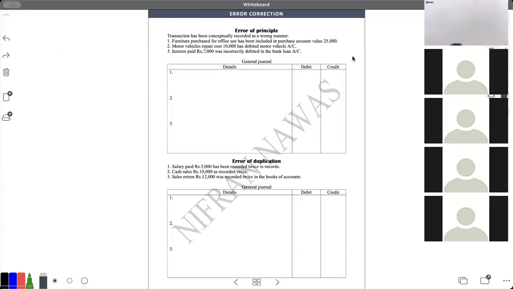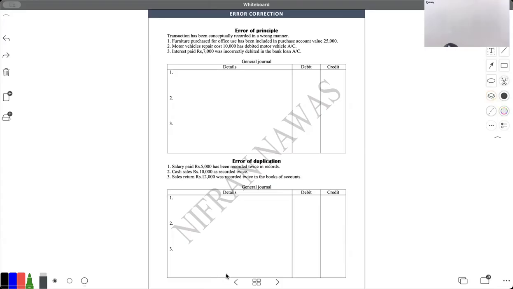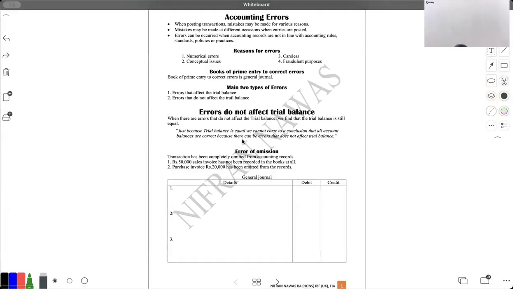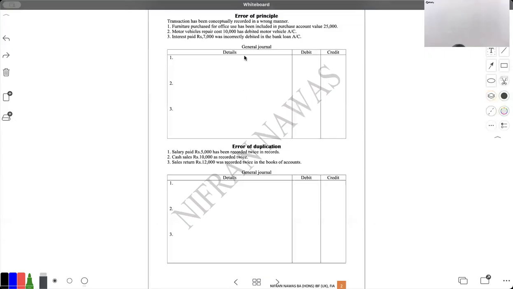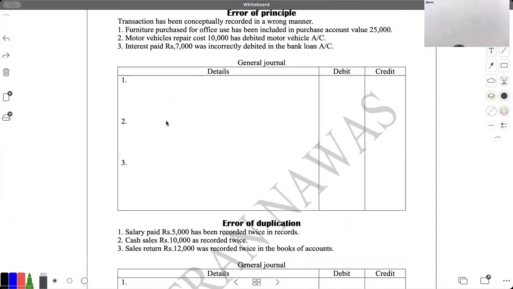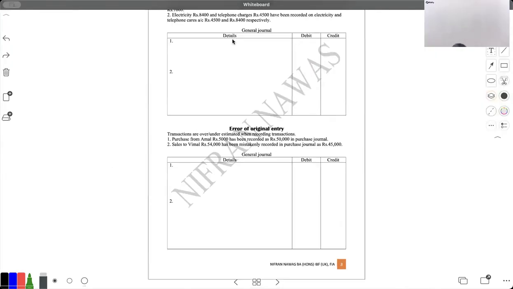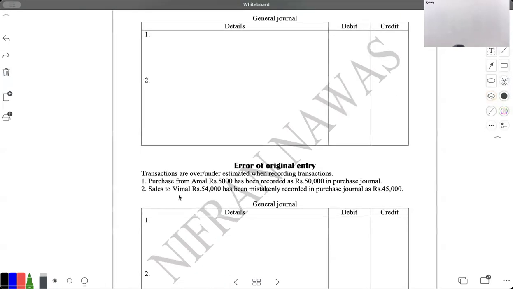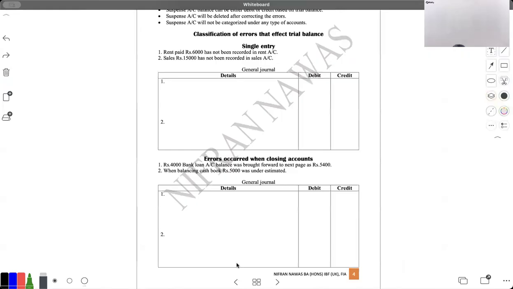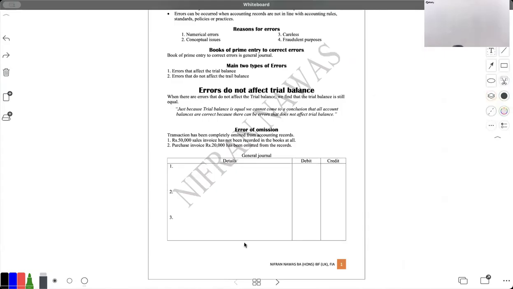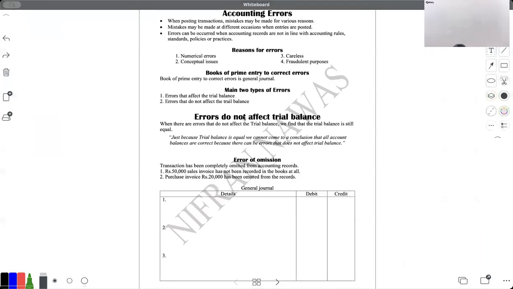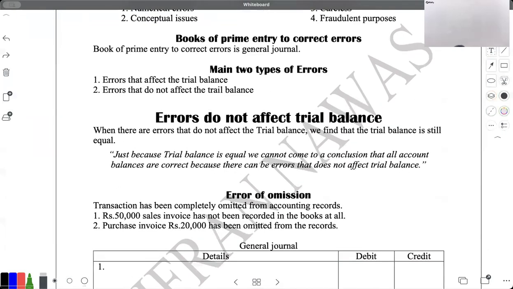Right. So, guys, last week, let me share the screen with you. Last week, we started errors, and we completed the errors that do not affect the trial balance. We completed the errors of omission. We looked at all three examples, and then we completed the error of principle. We completed all the adjustments given there as well, and the error of duplication. And then the compensating errors, and then the error of original entry. We completed almost every adjustment that might fall under the category of errors that do not affect the trial balance.